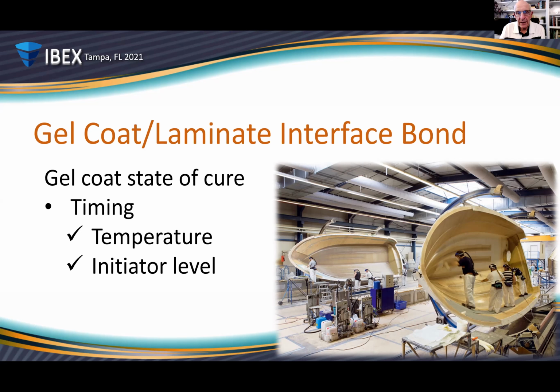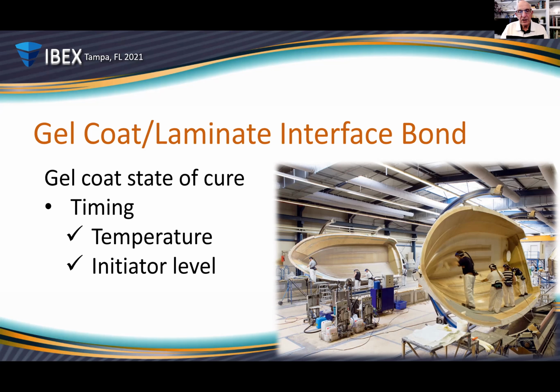So typically, the rule of thumb is this: you would never let a gel coat go overnight. You would never let it cure overnight before laminating. If you gel coat in the late afternoon, evening, and go home and then come back and laminate the next morning, the gel coat is more than likely in a state of cure that the bond between the gel coat and the laminate is not ideal.